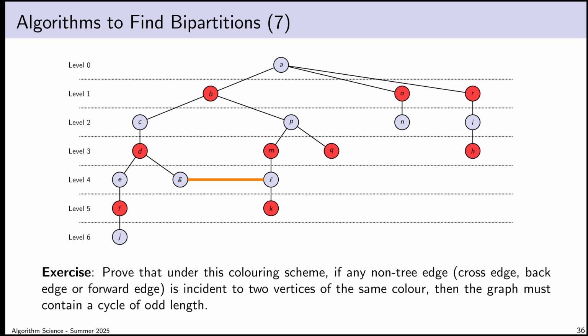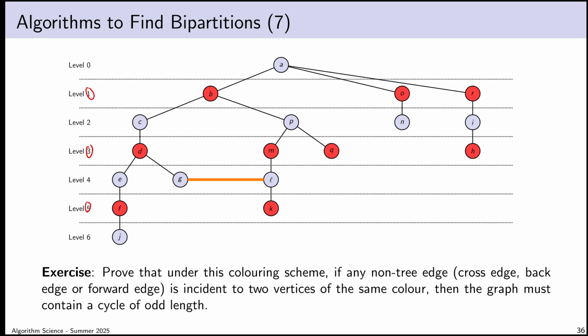Because of the way I've defined the tree, it is guaranteed that every tree edge connects a red vertex to a blue vertex, because you'll observe that every tree edge goes between an odd-numbered level and an even-numbered level. Either it starts at an odd-numbered level or it starts at an even-numbered level, but it always crosses from odd to even. And therefore, because everything at odd-numbered levels has an opposite color from everything at even-numbered levels, every tree edge is guaranteed to connect two vertices of different colors.